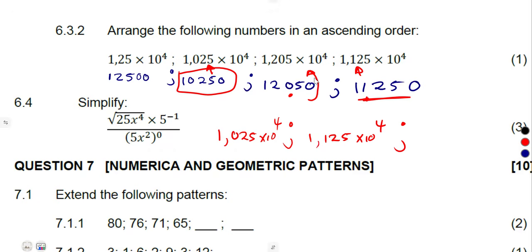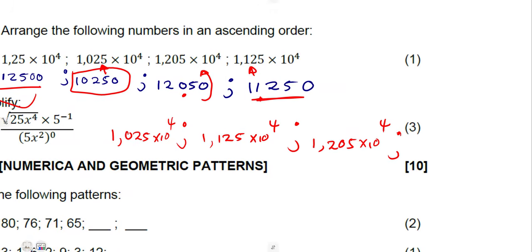12,050, which is represented by 1.205 times 10 to the exponent of 4, followed by what? 12,500, represented by 1.25 times 10 to the exponent of 4. That's in ascending, increasing order. But we must have those numbers the way they are presented in the given format, the given numbers that we are having there.